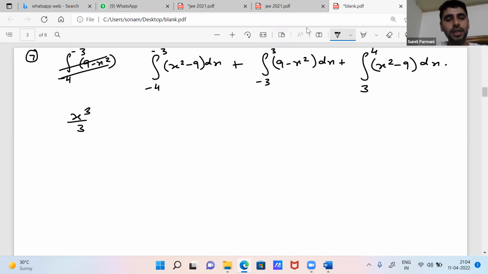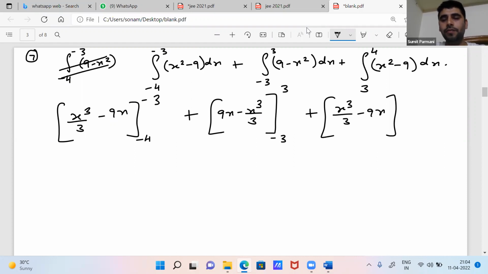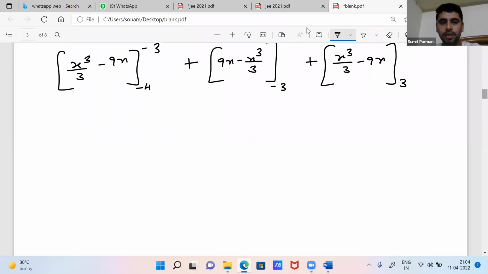We have x³/3 − 9x from -4 to -3, plus 9x − x³/3 from -3 to 3, plus x³/3 − 9x from 3 to 4. Okay, so what is the solution? Upper limit minus lower limit. So the upper limit is 3 minus 3.